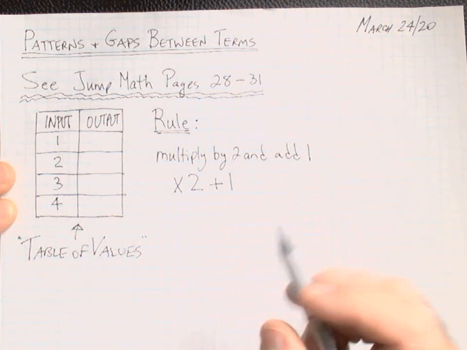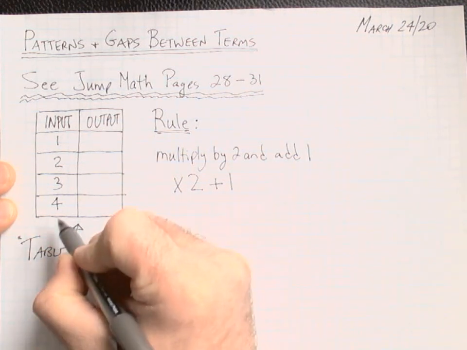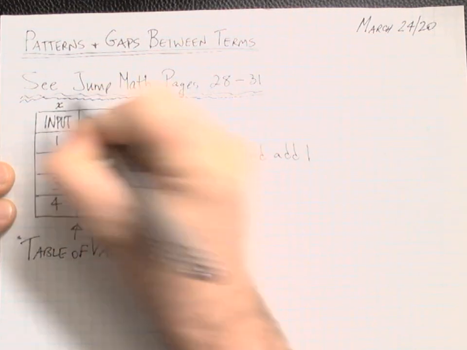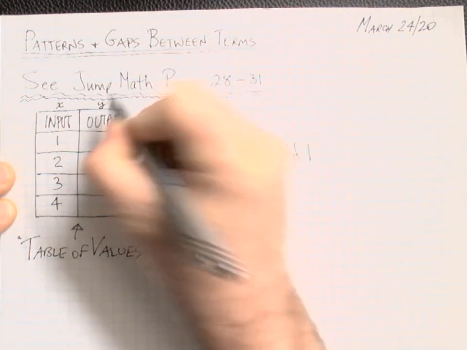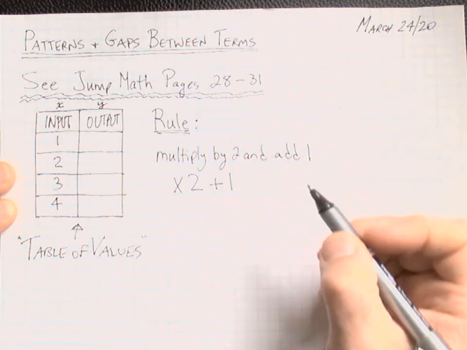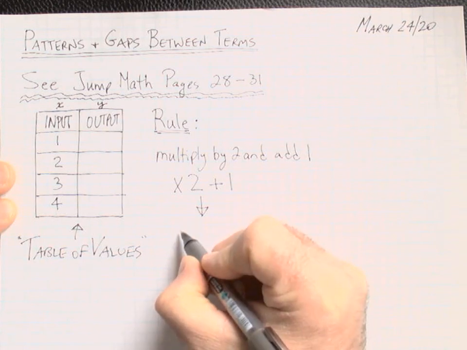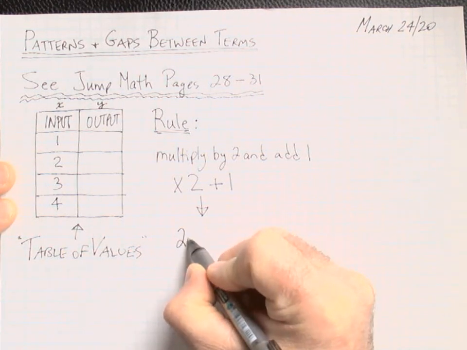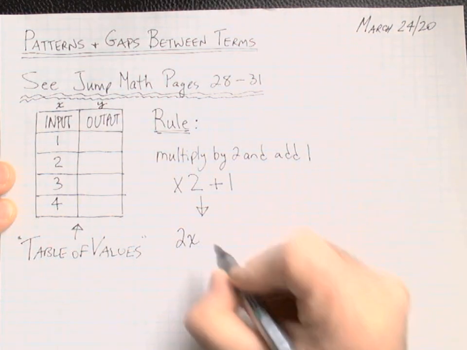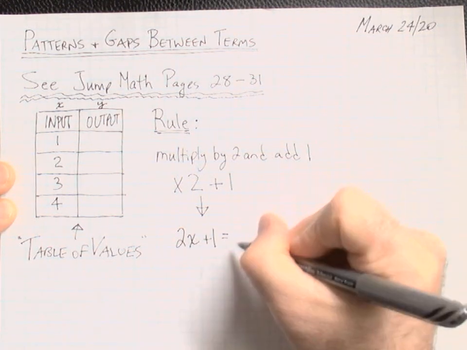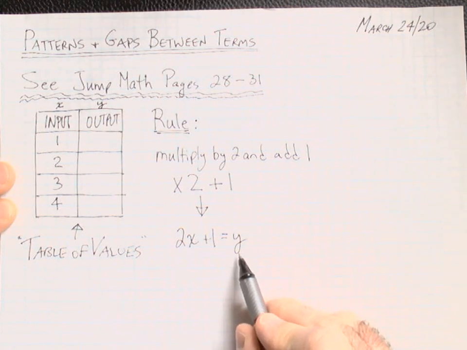Or when we get to algebra, we're going to actually call the input values our x values, and our output values will be y values. So algebraically, we could write that same pattern down as 2 times whatever x is plus 1, and that will give us our output known as y.